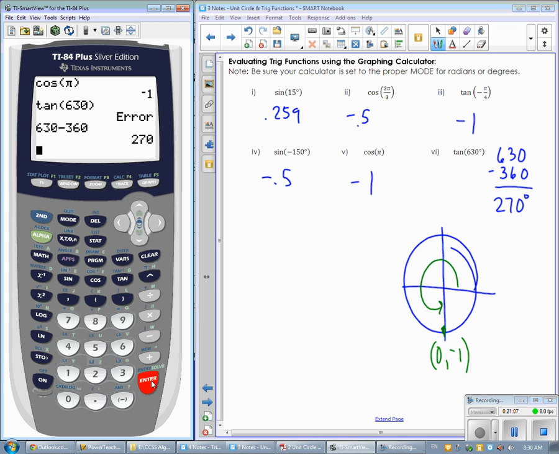So if I'm trying to calculate the tangent by hand, I would take my y coordinate over my x coordinate, and I'd have negative 1 divided by 0. But if I try to take negative 1 and divide it by 0 on my calculator, I get an error message, because I cannot divide by 0. If I have $5 and I want to divide it by 0, that means I'm making $5 disappear. And I can't do that. Well, I could, but technically you can't.